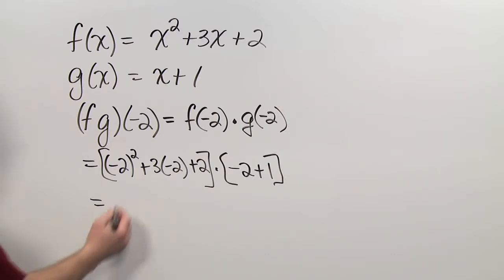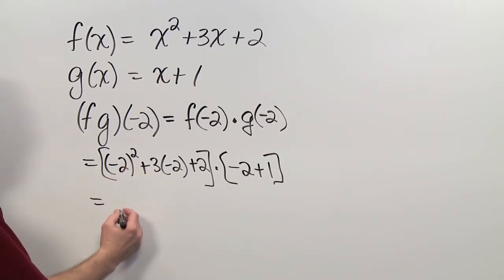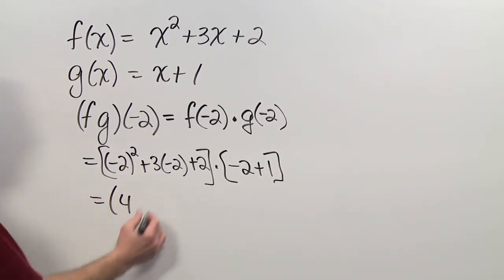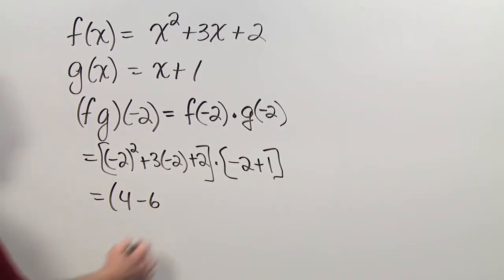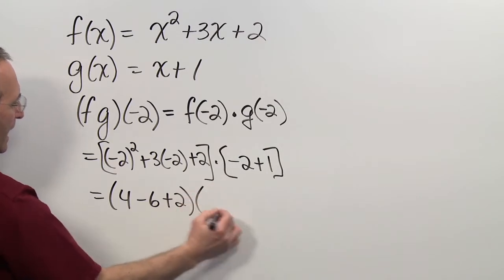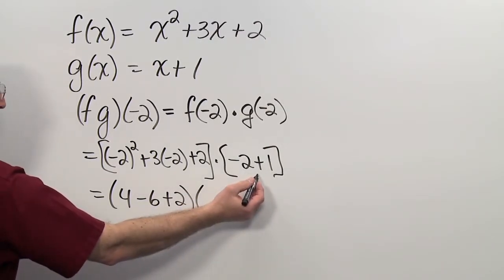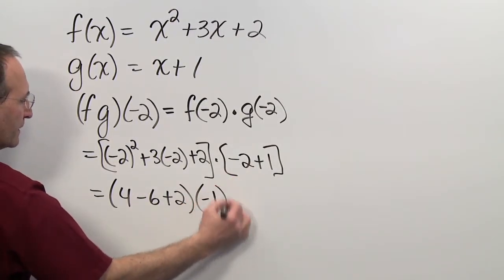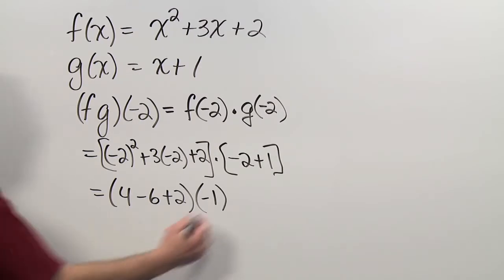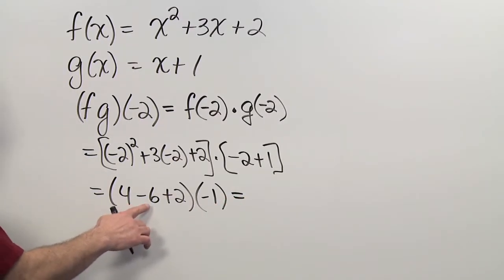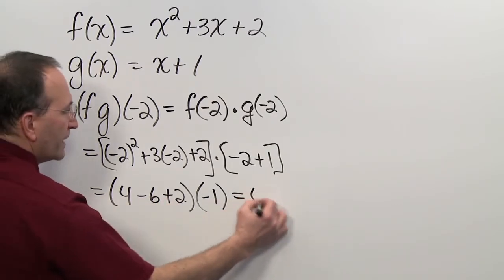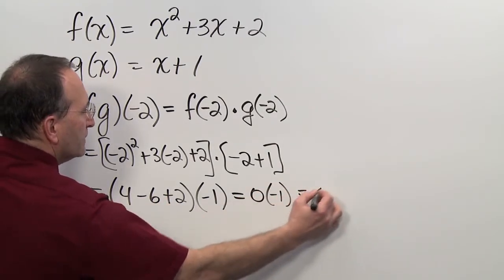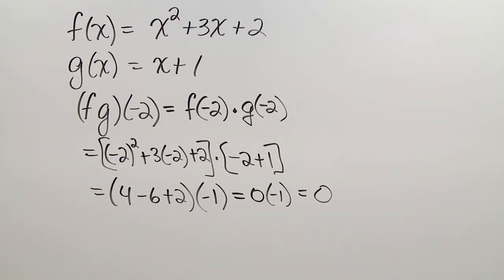Simplifying inside, we have negative 2 quantity squared, which would be 4, 3 times negative 2, which would be minus 6, plus 2. And inside of this bracket, negative 2 plus 1 is negative 1. That's equal to 4 minus 6 is negative 2. Negative 2 plus 2 is 0. So we have 0 times negative 1, which is 0.